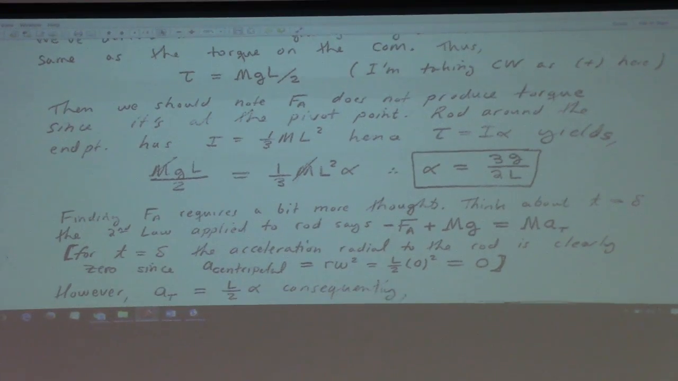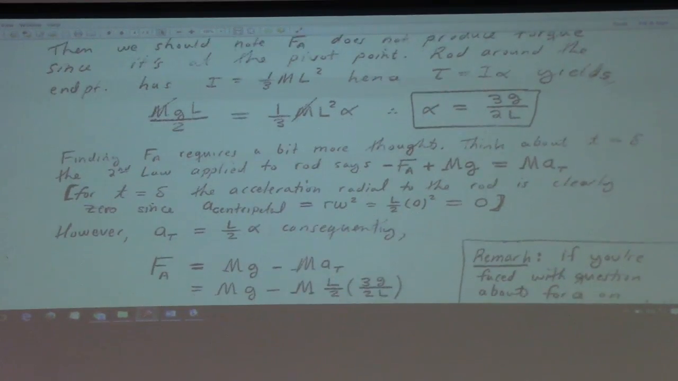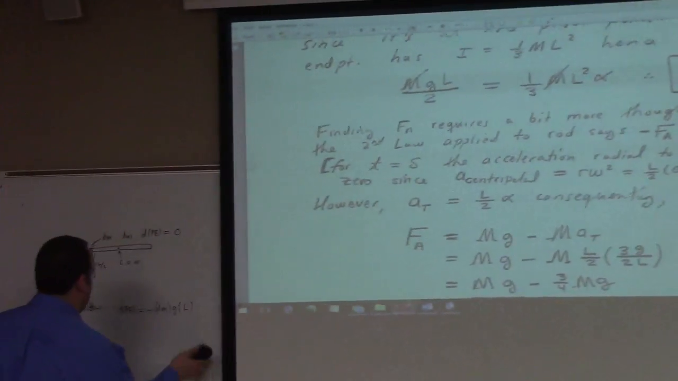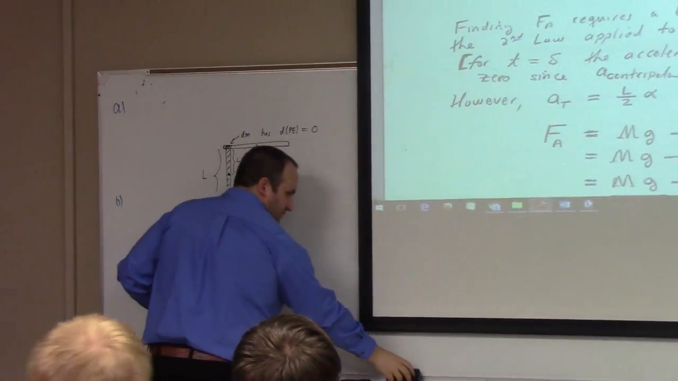How do you figure out the force? Again, that was the rotational Newton's second law. To find the force at the pivot point, you have to think about Newton's second law. At the pivot point, there are a couple of things. First of all, man, let me draw a picture. I didn't draw a picture.